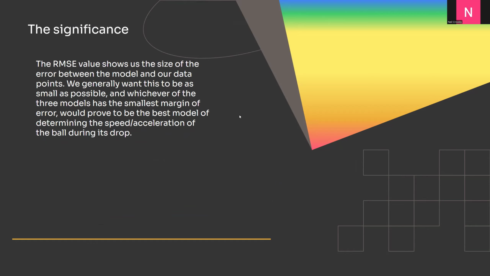The significance of the RMSE value shows us the size of error between the model and our data points. We generally want this to be as small as possible, and whichever of the three models has the smallest margin of error would prove to be the best model for determining speed and acceleration of the ball during its drop.